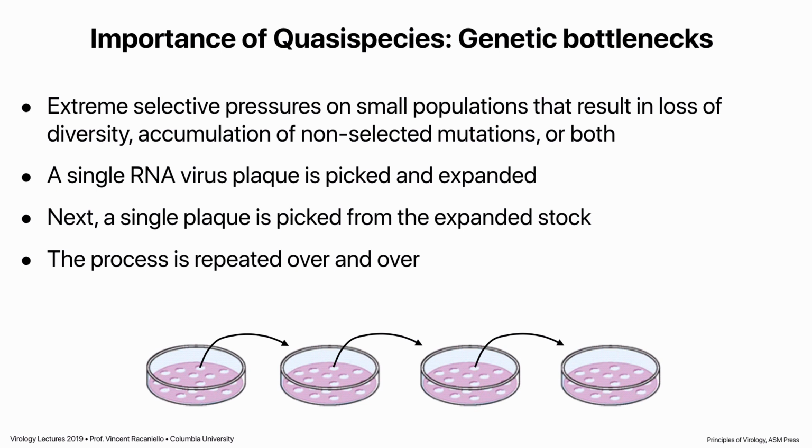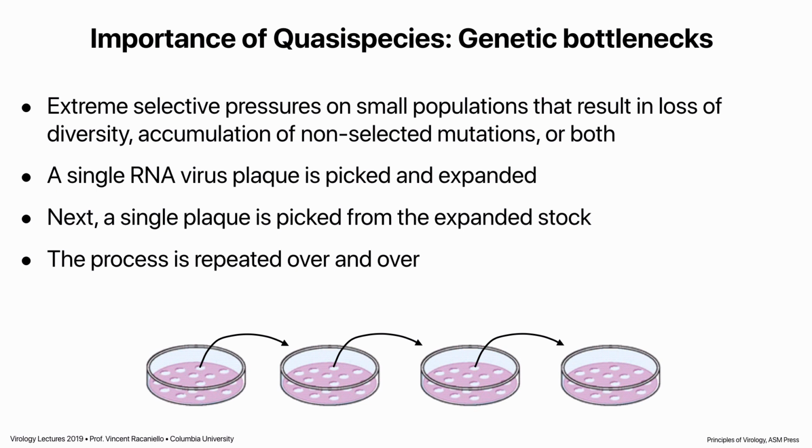Now here's another example of the importance of the quasispecies. And this is an experiment which is going to show you that if we put a lot of selective pressure on small populations of viruses, we're going to have a problem. We're going to have loss of diversity and lots of mutations. And so in this experiment, we do a plaque assay, and we pick a single plaque. We expand it and grow it on another plate of cells.